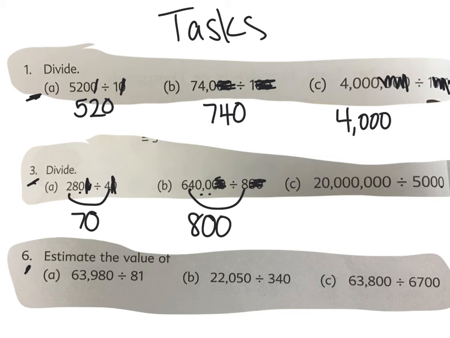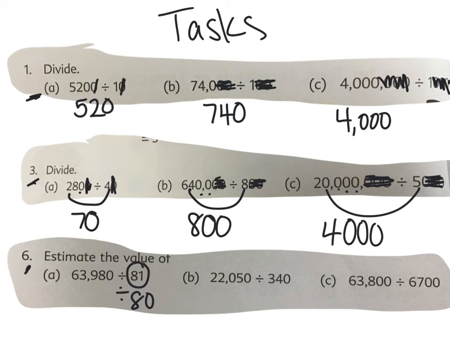20 million divided by 5,000. Cross off 3 zeros. 5 goes into 20 4 times with 3 zeros left over. Now we get to estimate. So 6A, this is where I ended. So you always estimate that first. That's about 80. 8 is a multiple of 64, so we can change that to 64. Cross off the zeros. 8 goes into 64 8 times with 2 zeros.